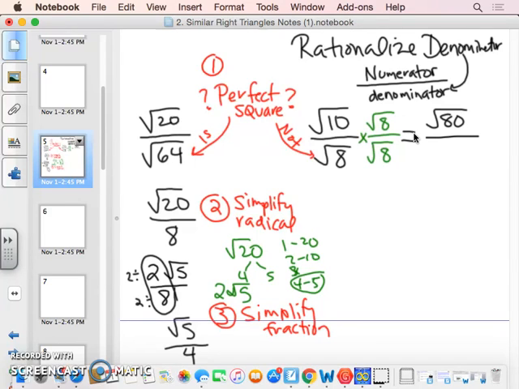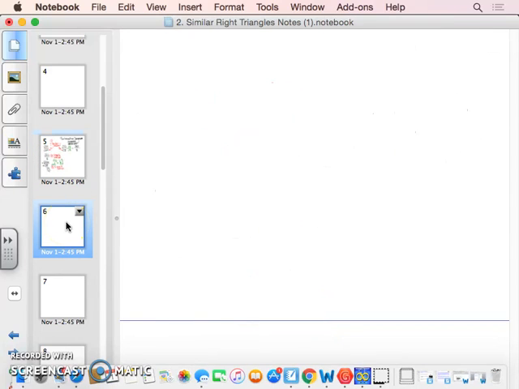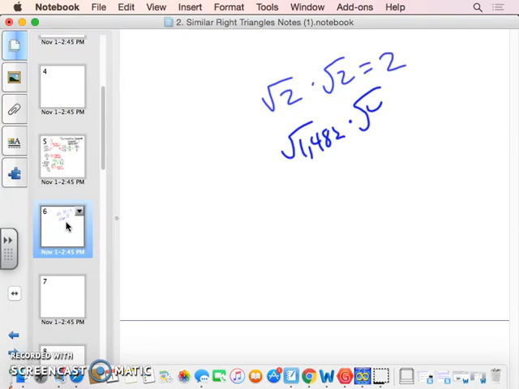Now this is what's interesting. You might want to take your calculator out and take the square root of 8 times the square root of 8. And what you'll notice is that you get 8. Anytime you multiply 2 square roots together, it basically cancels itself out. If I did the square root of 2 times the square root of 2, that's just 2. The square root of 1,482 times the square root of 1,482 equals 1,482. They cancel each other out.